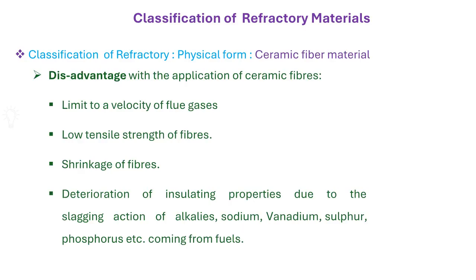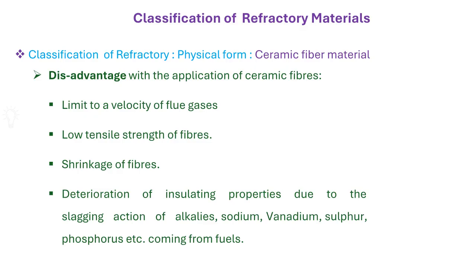If the gas flow is too fast, the fibers may erode or get damaged. In such cases, erosion-resistant dense refractories are a better choice. Second limitation: low tensile strength. Individual ceramic fibers are not very strong. Blankets and modules provide reasonable strength overall, but they are not suitable for areas exposed to heavy mechanical impact or high loads.